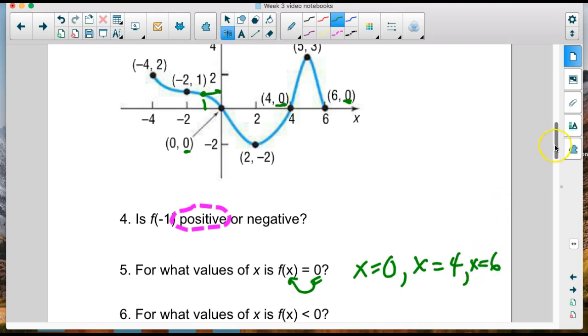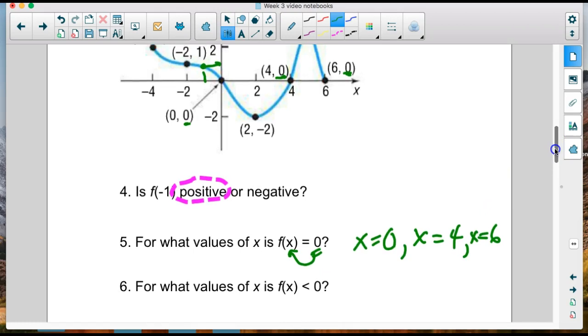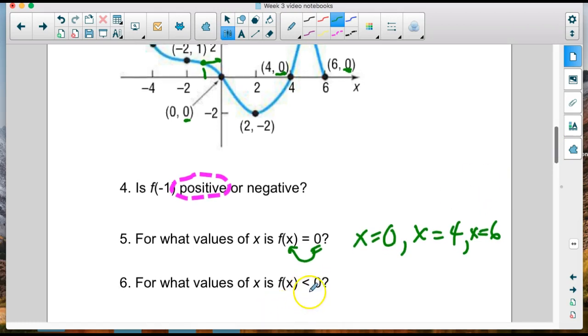All right. Moving on to the next question. It says, what values is the function negative? This is less than 0, so it's negative. So what we're doing here is we're looking at an interval. What values of x? So this is an interval where this occurs. So this is negative here.